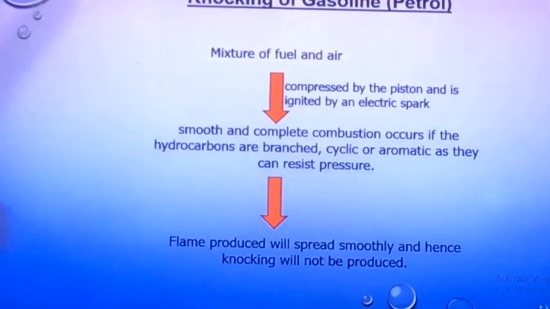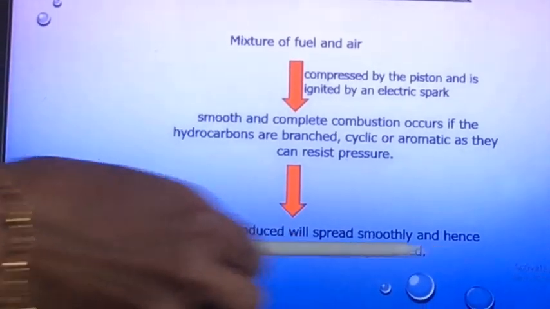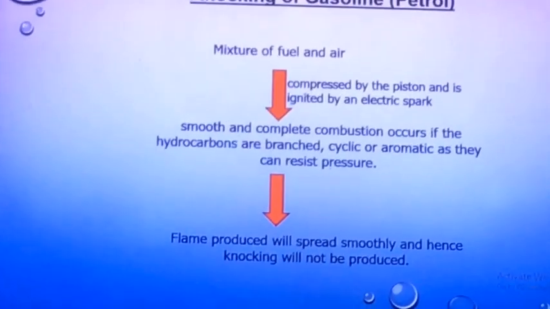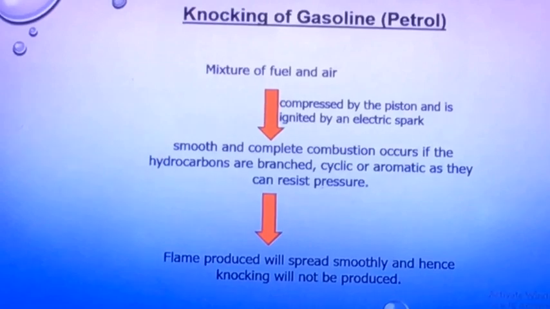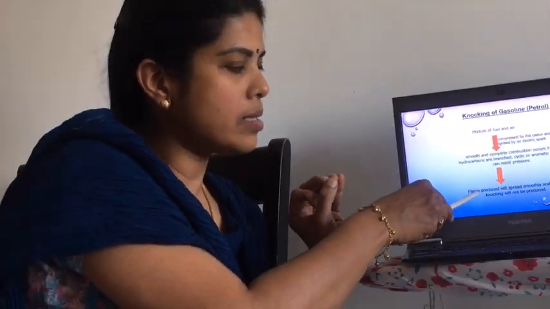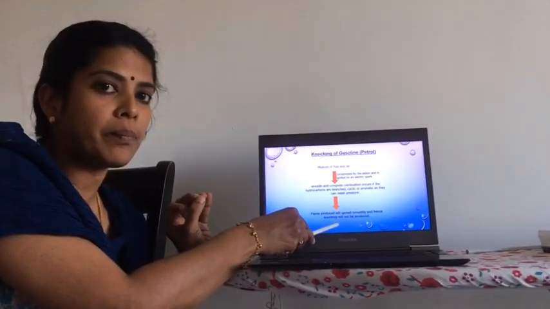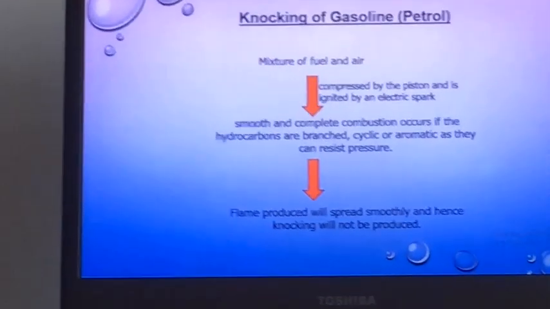takes place. As a result, the flame produced will spread smoothly and hence knocking will not be produced. So when it is a branched chain, cyclic or aromatic hydrocarbon, they can resist changes in pressure during compression, and hence the flame produced will spread smoothly and thereby knocking will not be produced.